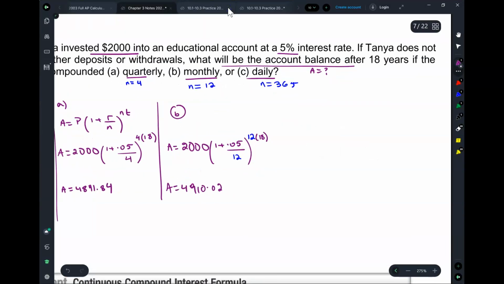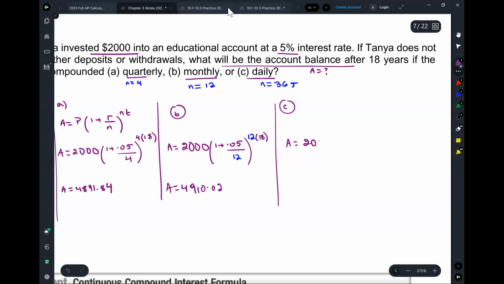This one, because we're getting paid 12 times a year versus 4, look at how much more money we have over the 18 years. How much more money do we have? It's like $19 more over the 18 years, right? We're on to something. So let's do this one, C.